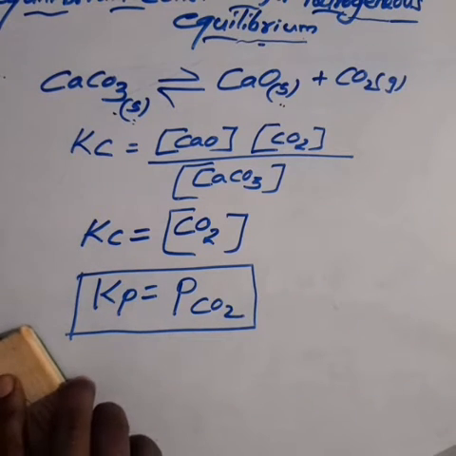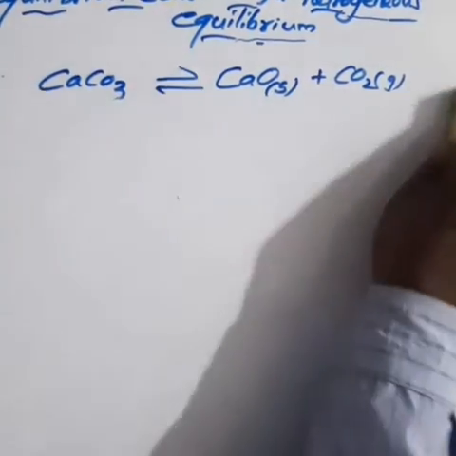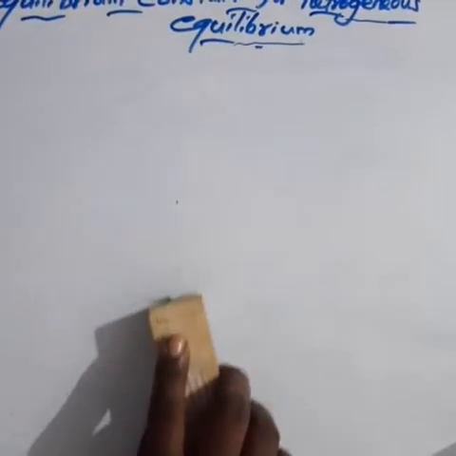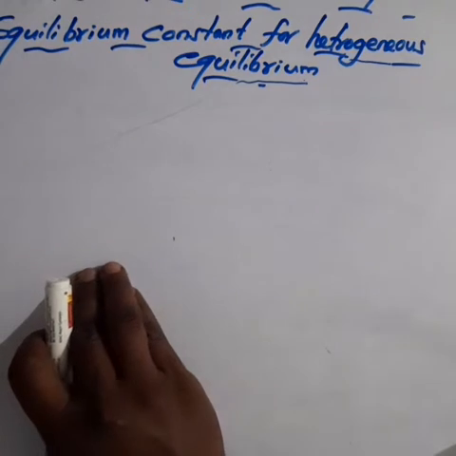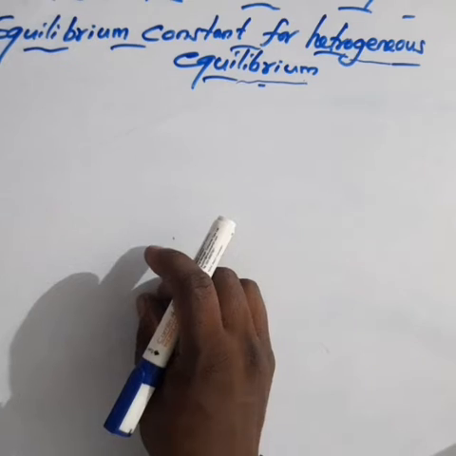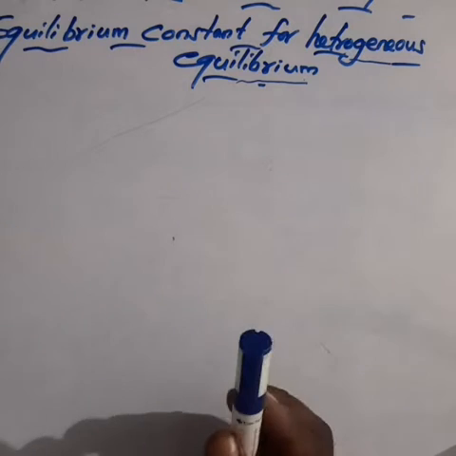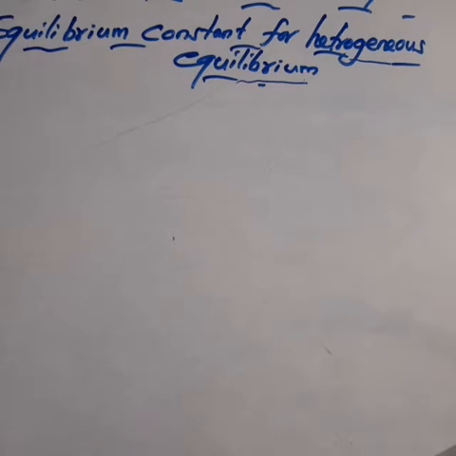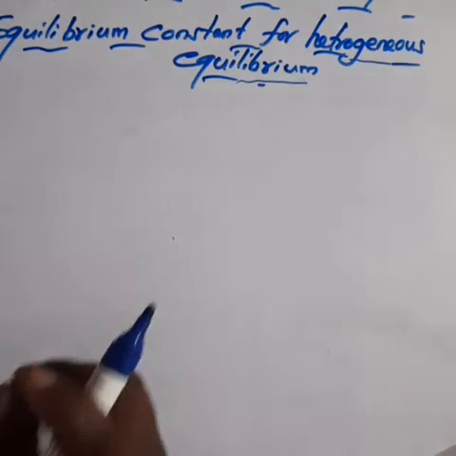Next, this reaction depends only on the concentration of carbon dioxide and not the calcium carbonate or calcium oxide. In the above equation, calcium carbonate is solid state, calcium oxide is solid state, and carbon dioxide is gaseous state. This reaction depends only on the concentration of carbon dioxide, but not on the calcium carbonate or calcium oxide.